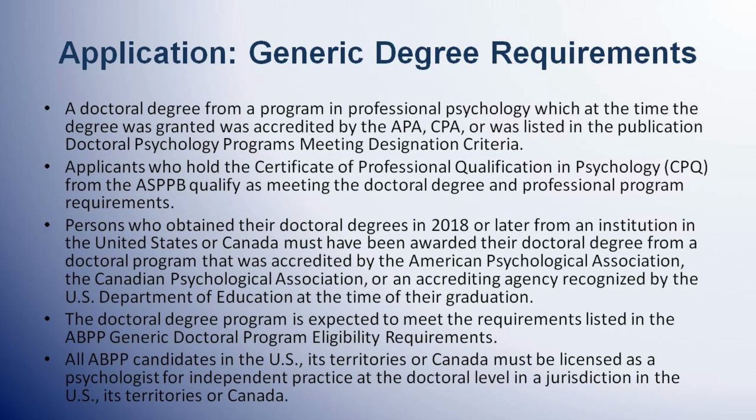If the doctoral degree was granted in 2018 or later from the US or Canada, it must be APA or CPA accredited or accredited by an agency recognized by the U.S. Department of Education at the time of the applicant's graduation. Now, there's also a document called the ACHP Generic Doctoral Program Eligibility Requirements, and you can find this on the ACHP website. Doctoral programs are expected to meet these requirements, and programs that are APA or CPA accredited typically have met these requirements. Finally, all the ACHP candidates in the US or Canada must be licensed as a psychologist for independent practice at the doctoral level.